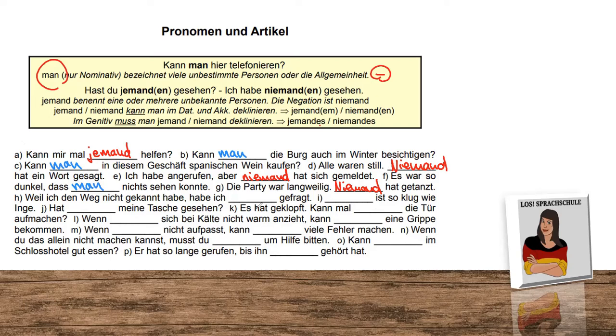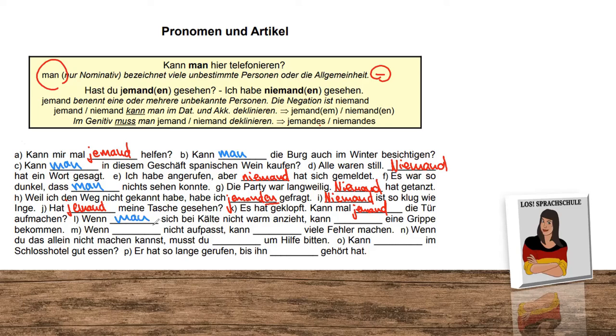Weil ich den Weg nicht gekannt habe, habe ich jemanden gefragt. Akkusativ. Niemand ist so klug wie Inge. Nobody is as smart as Inge. Hat jemand meine Tasche gesehen? Did somebody see my bag? Es hat geklopft. Kann mal jemand die Tür aufmachen? It's knocking on the door, or it knocked on the door. Can somebody open the door?